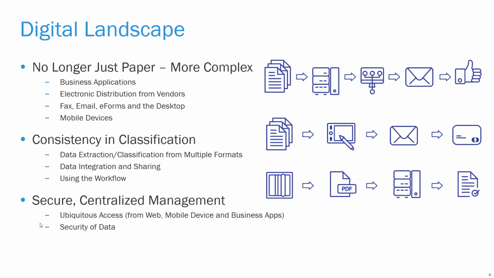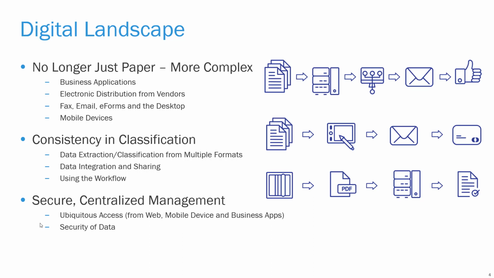Document management systems like ApplicationXtender allow you to classify and store information using business data, index values, patient name, patient ID, etc. Consistency in that classification and data extraction is critical, not only for the data integrity, but if you're sharing this or using workflow or using this data to underpin compliance, it's critical that that gets correctly assigned. Security and centralized management is really becoming key.